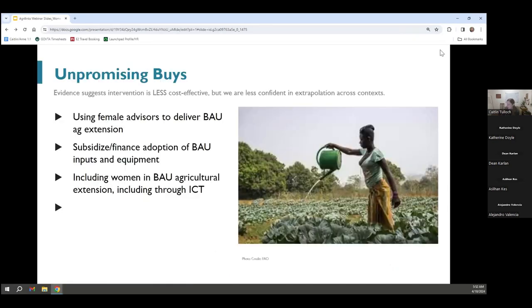All right, and now I'm going to turn to our unpromising buys. And a reminder, these are those which evidence suggests are less cost-effective, but also where we are less confident in that extrapolation across context. These are not bad buys where we are certain they should be looked at with great skepticism.